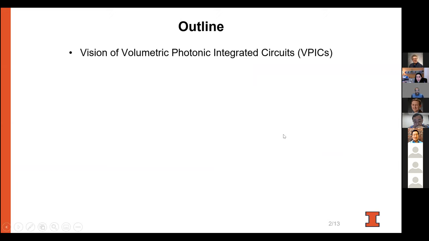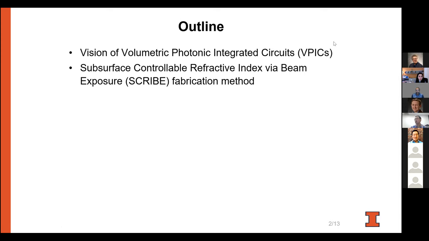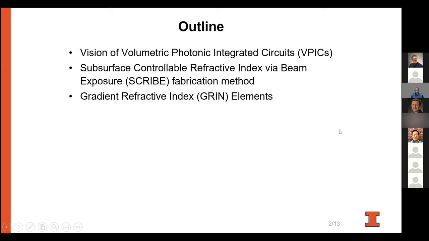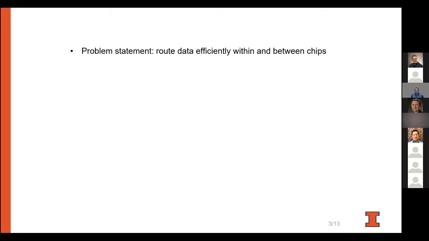First I'll talk about our vision for making volumetric photonic integrated circuits. Then I'll talk about our specific method called subsurface controllable refractive index via beam exposure. Then I'll talk about some of the gradient refractive index elements that we can make. And then I'll talk about our three-dimensional waveguides and microring resonators, and then give an outlook and conclusion.